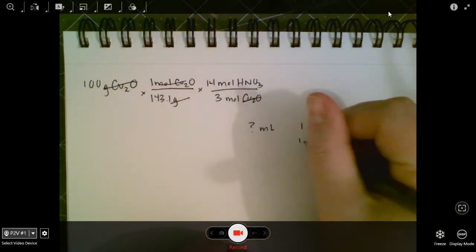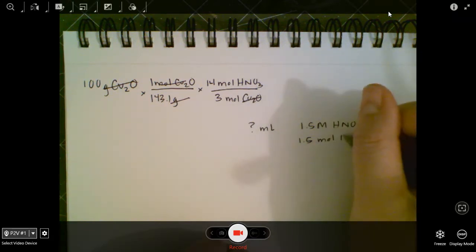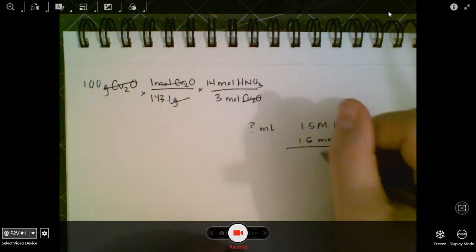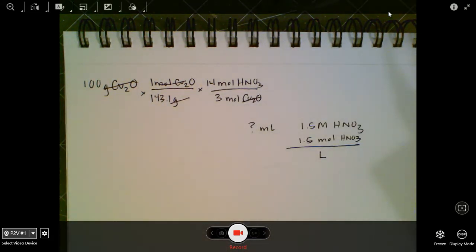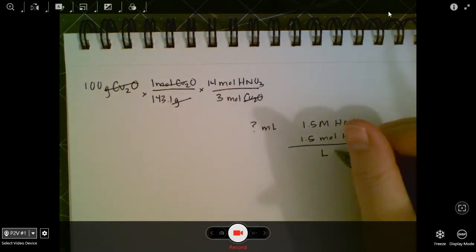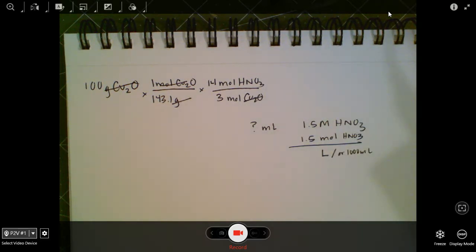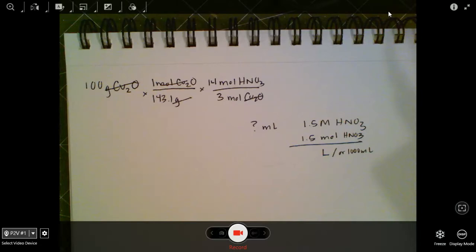If you recall, 1.5 molar actually means 1.5 moles of HNO3 per liter, or per 1,000 milliliters, either way, depending on what you're solving for. So you could write that as liters, or we could write it as 1,000 milliliters. You have to pick one though. You can't leave this in the problem.